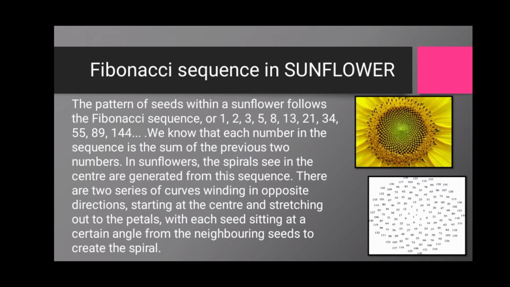Sunflower. The pattern of seeds within a sunflower follows the Fibonacci sequence. We know that each number in the sequence is the sum of the previous two numbers. In sunflowers, the spirals in the center are generated from this sequence. There are two series of curves winding in opposite directions, starting at the center and stretching out to the petals, with each seed sitting at a certain angle from the neighboring seeds to create the spiral.